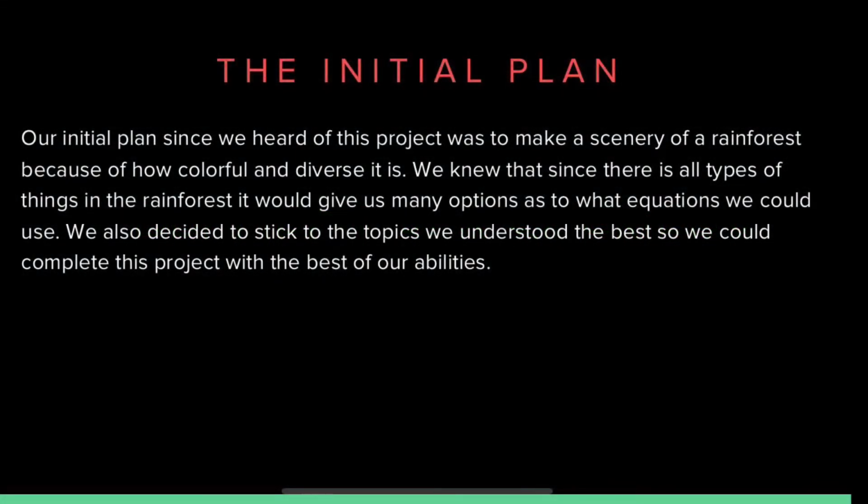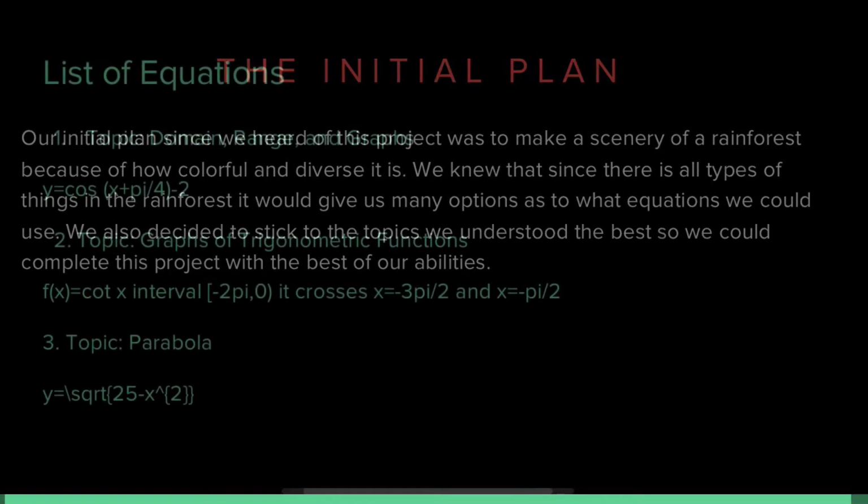Now, the initial plan. Our initial plan, since we heard about this project, was to make a scenery of a rainforest because of how colorful and diverse it is. We knew that since there are all types of things in the rainforest, it would give us many options as to what equations we could use. We also decided to stick to the topics we understood the best, so we could complete this project with the best of our abilities and succeed at the end.